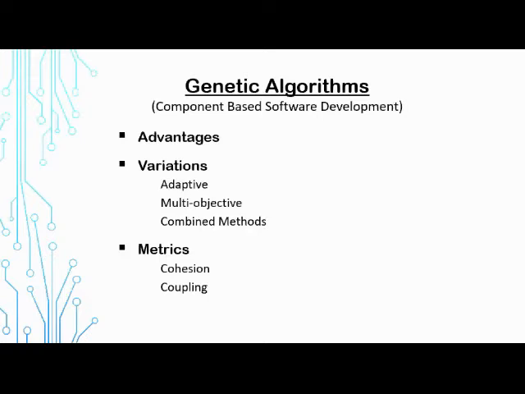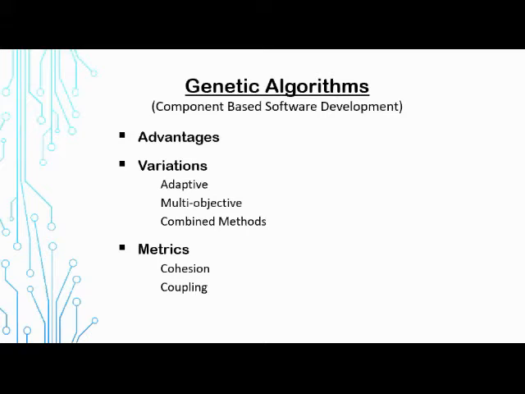For example, there are adaptive genetic algorithms, which adapt their parameters based on the evolution of the algorithm. There are multi-objective genetic algorithms, which can optimize multiple objectives simultaneously, and there are also combined methods, which can use more than one search algorithm to find the best solutions. For example, a greedy hill climber can be used to initially explore the solution space, followed by the application of a genetic algorithm which can focus in on the promising areas of the solution space.